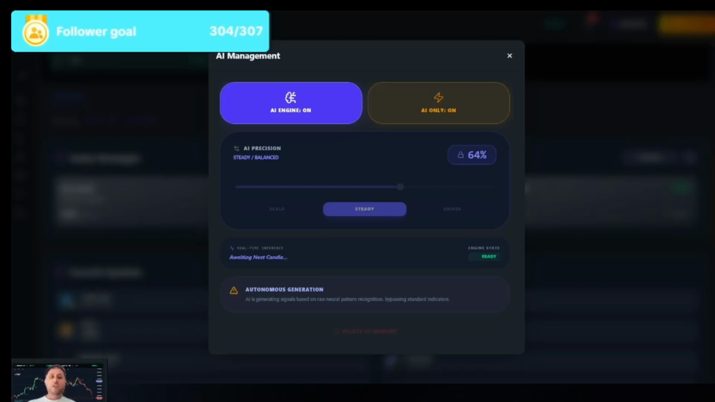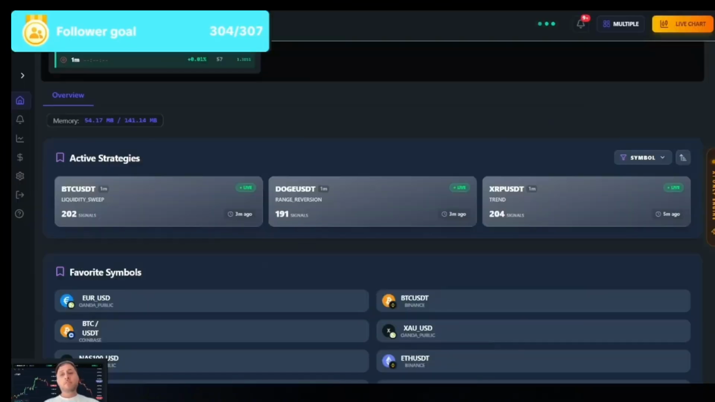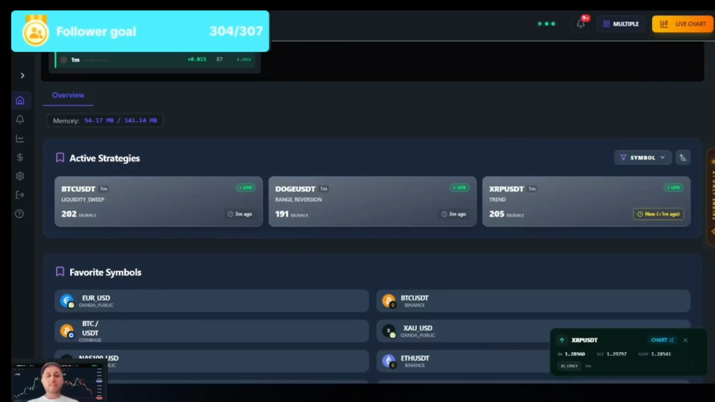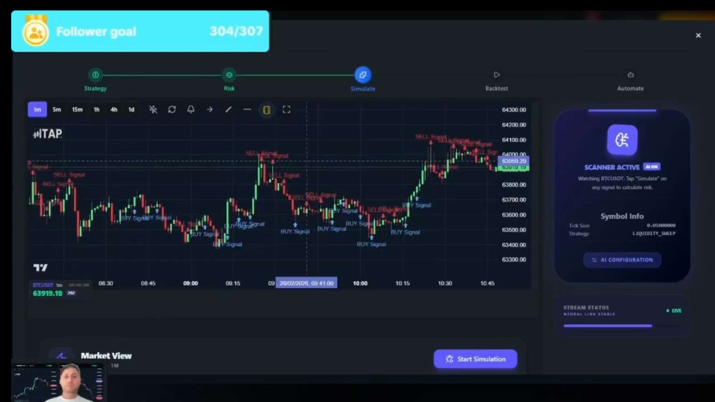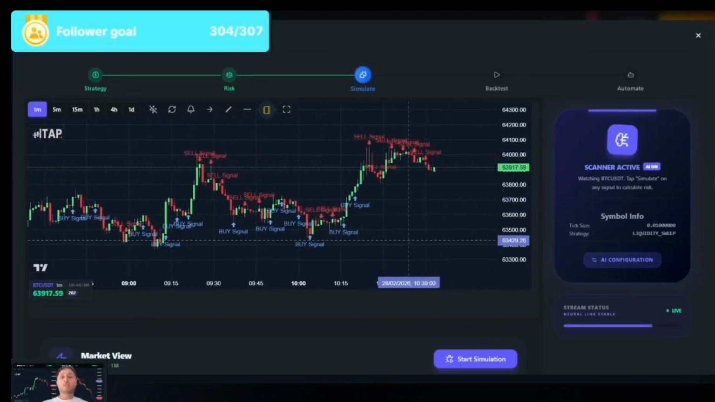AI only is on as well. 64% steady market, and let's see the number of signals. Previously, we had over 400. You can see for Bitcoin and other ones as well. Some of them were cancelled now, but it's still quite a lot for 1,000 candles. It's much better, you can see there is some improvement.